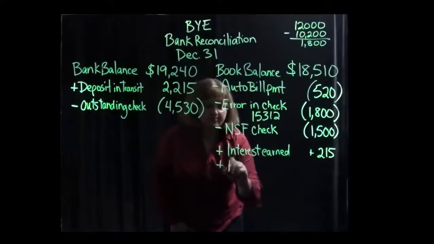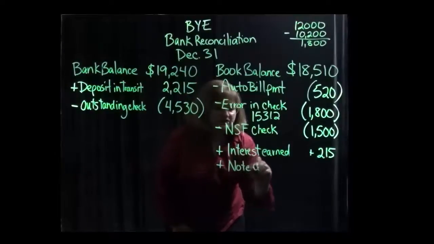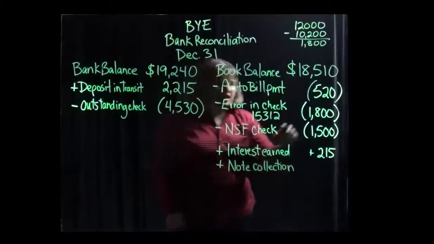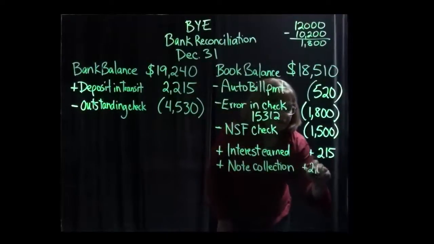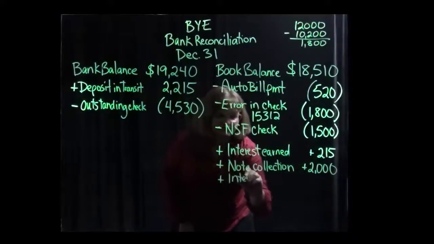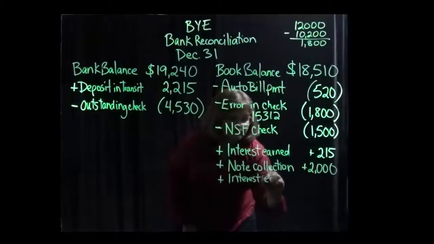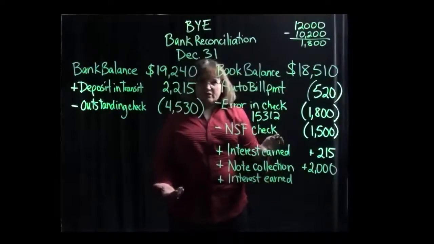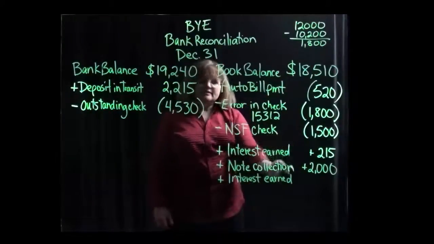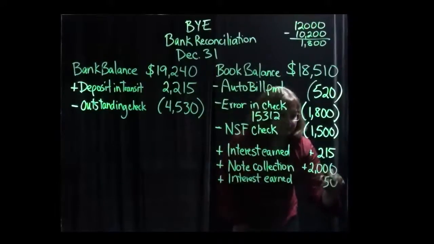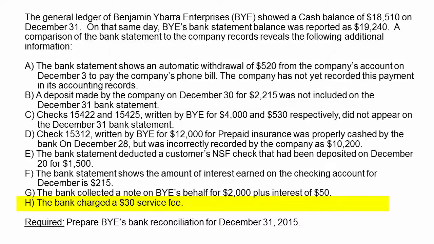And so they're going to record two things. They're going to record the collection of the note, which will then decrease the receivable on the company's books, and that was for $2,000. And then they're also going to record more interest earned. In this case, it was interest earned on the note as opposed to interest being earned on the checking account. Both of them are interest earned. We're going to credit interest revenue for both of them. We're going to list it separately because this is interest earned on the checking account. This is interest earned on collection of the note. And in this case, it was $50.